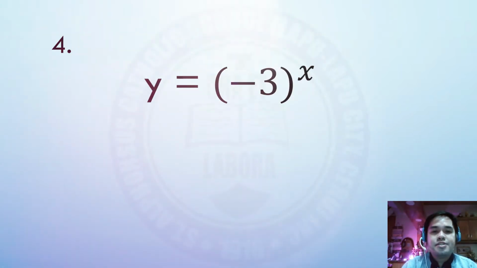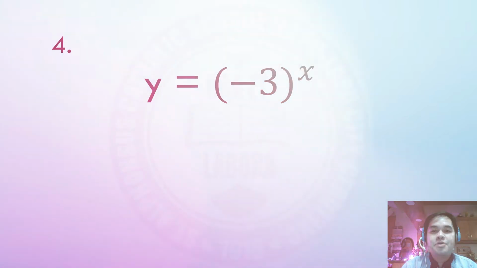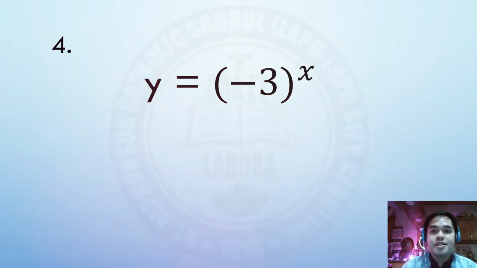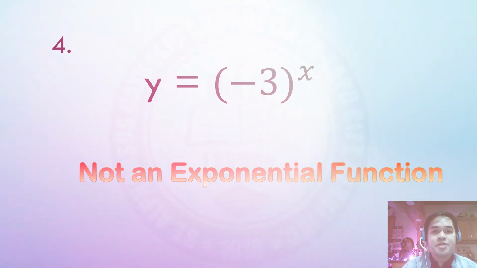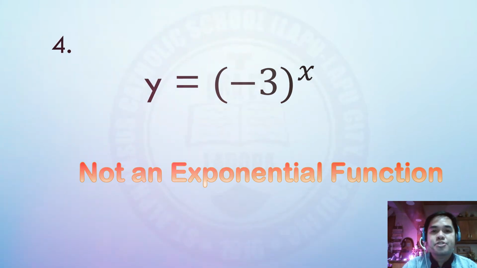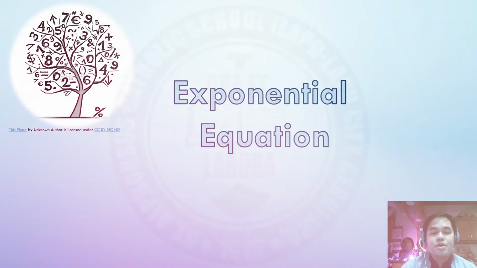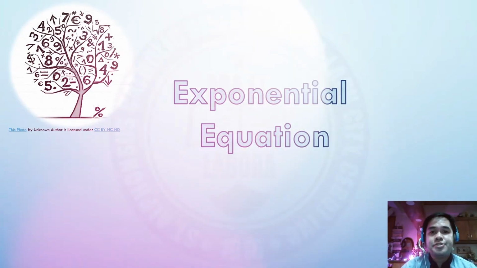For example number 4, the function y is equal to negative 3 raised to x. Is that an exponential function? Okay, no. This is not an exponential function because according to the definition of the exponential function, the base of the function should be a positive real number, and in the given, it's a negative number. That makes it not an exponential function. So those are the things that we consider in determining the exponential function.